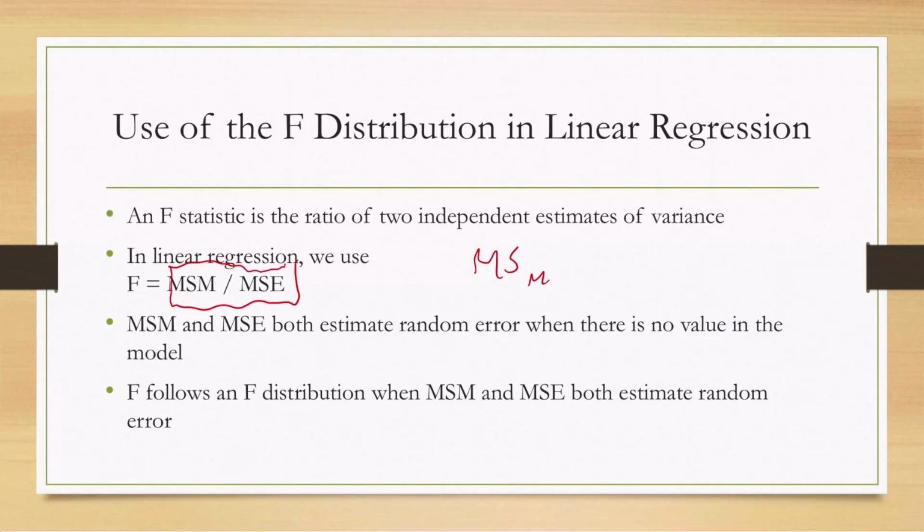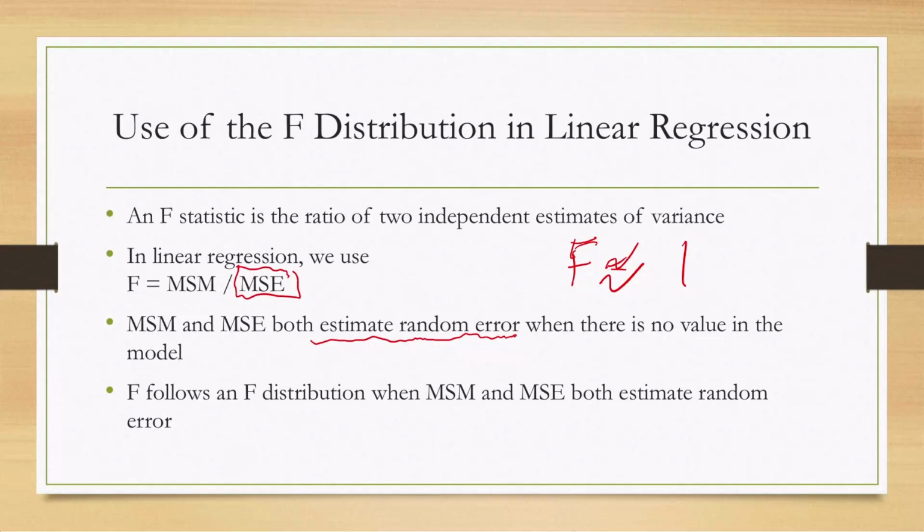So interestingly, it can be shown, I'm not going to do so here, but I invite you to watch the videos in which I go into more detail, that the mean square for the model estimates random error when there's no value in the model. If the model's totally worthless, the mean square for the model isn't going to be 0. It's going to estimate the exact same thing that the mean square error estimates. Now, it does it in a different way, so you're going to get two different estimates, but they should be close to each other. That is, your F statistic, your ratio of these, should be close to 1.